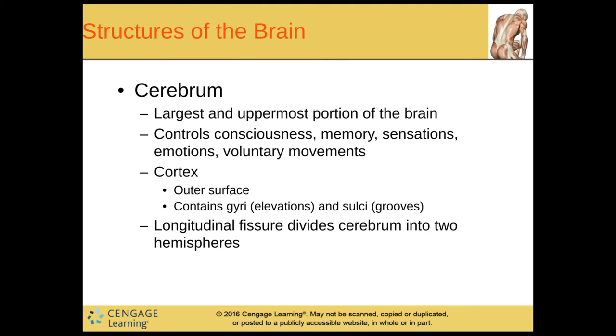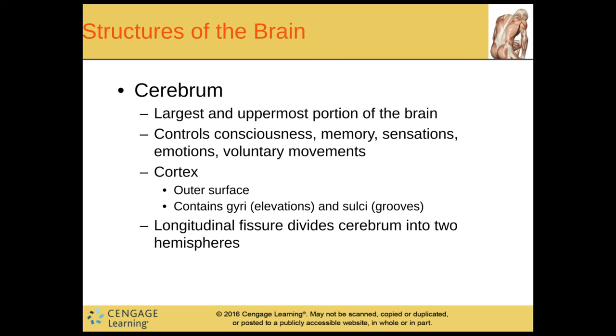Now we're working on structures of the brain. So we have the cerebrum. So this is the largest and uppermost portion of the brain. It controls our consciousness, our memory, our sensations, emotions, and our voluntary movements. The cortex is the outer surface, and it contains these little gyri or elevations and little sulci, which are little grooves. So it's kind of like these peaks and valleys of the brain.